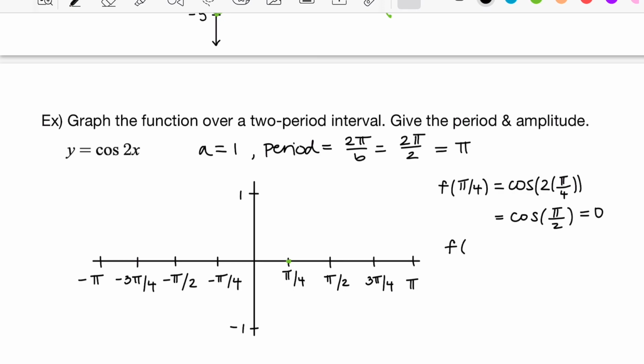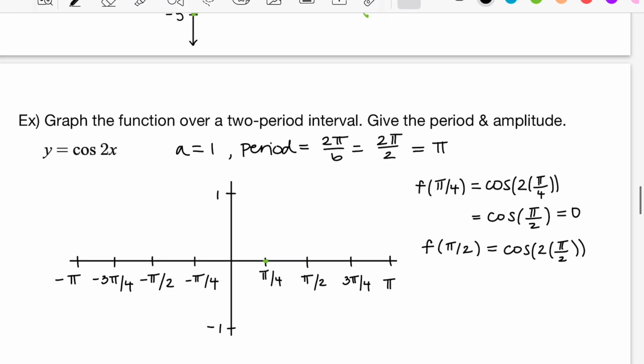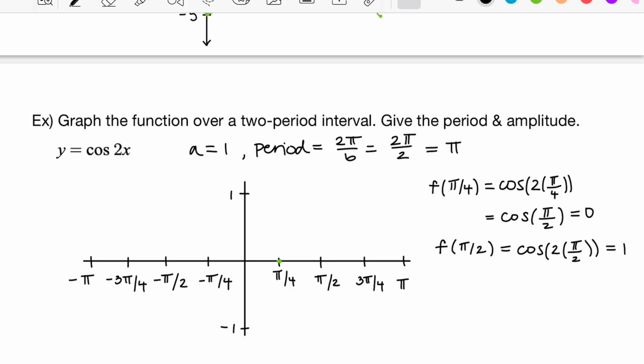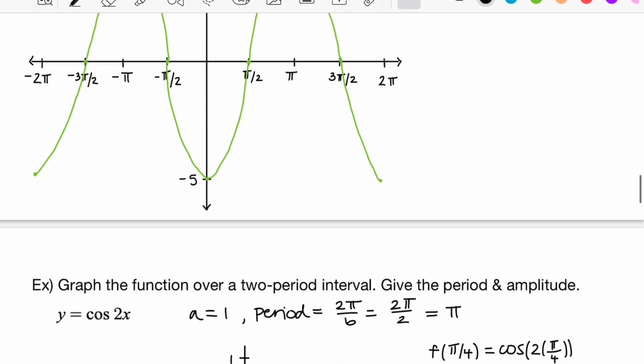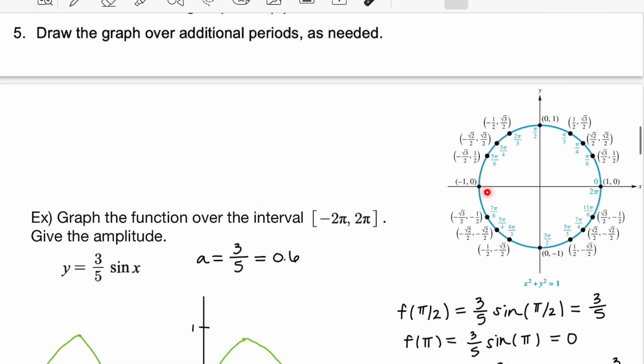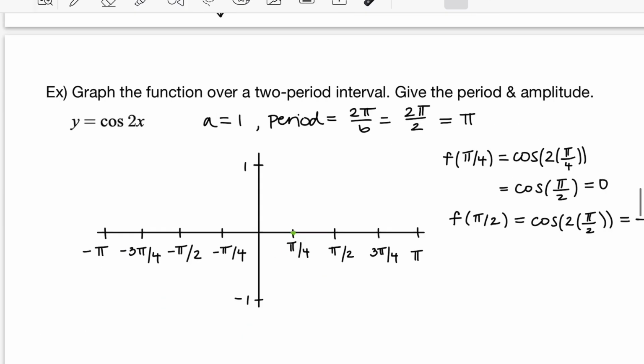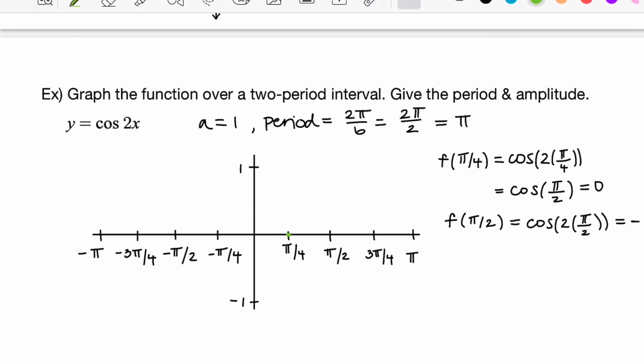Plugging in pi over 2, we'll get cosine of pi, which we know is going to be 1. Oh, sorry, that'll be negative 1. Going back to our unit circle here, pi is here, cosine of that will be negative 1. Plugging in 0 into our function here, we'll just get cosine of 0, which we know is going to be positive 1.